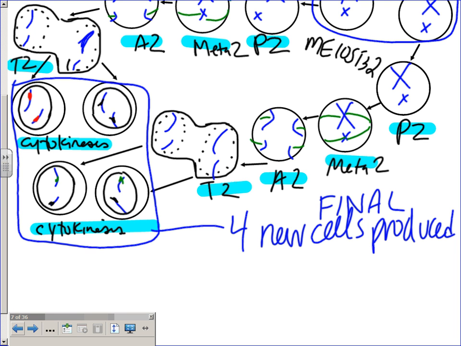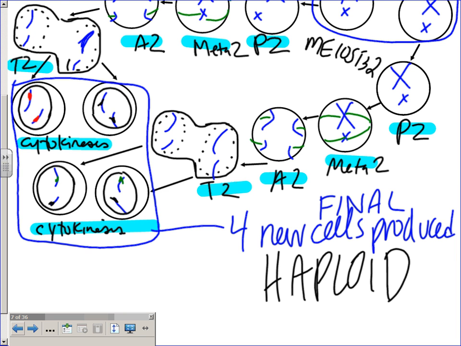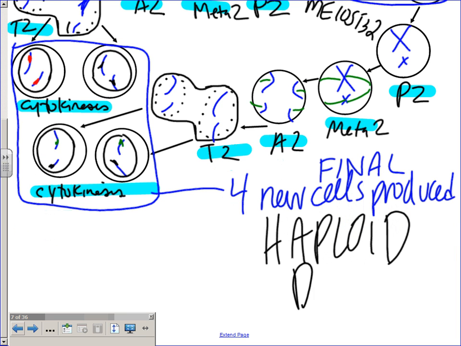So if I draw it like that, you see that these 4 haploid cells, they are diverse, yes? So new cells produced, write down the word haploid and the word diverse. And then I'm going to show you that video because it's already loaded. Diverse.